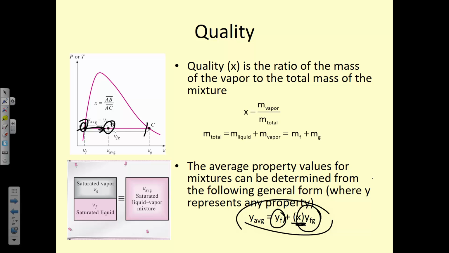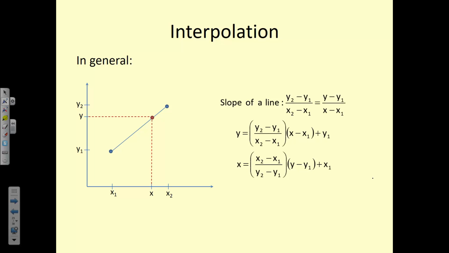We have somewhere in between. Quality is what allows us to find some conglomerate property value. I don't know the word I'm looking for. To just have to know the average value of that mixture rather than analyzing the fluid separately from the vapor. We can analyze it together as one working fluid. We did that all last semester, so hopefully that's familiar.